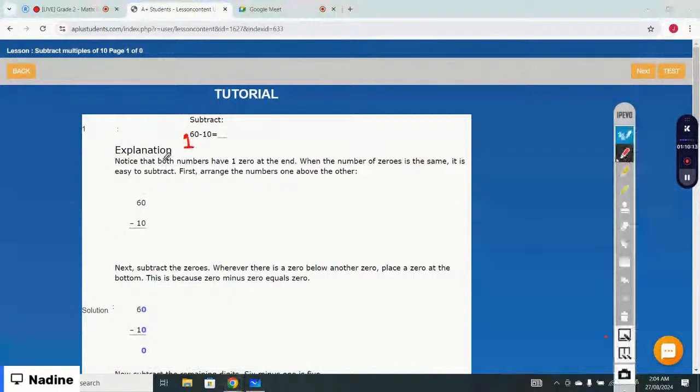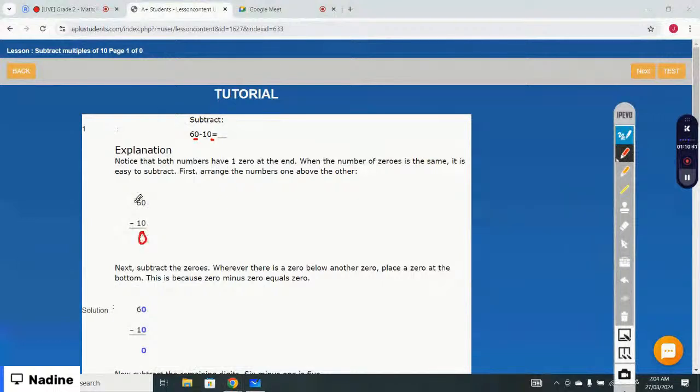So start with the first one, that is 60 take away 10. You can see both of the numbers have 0 at the end, right? So they have the same number of zeros. When they have the same number of zeros, it is easy to subtract them. The first thing you have to do is write them down one above the other. Subtracting 0 means 0 take away 0, and 0 take away 0 is always 0.